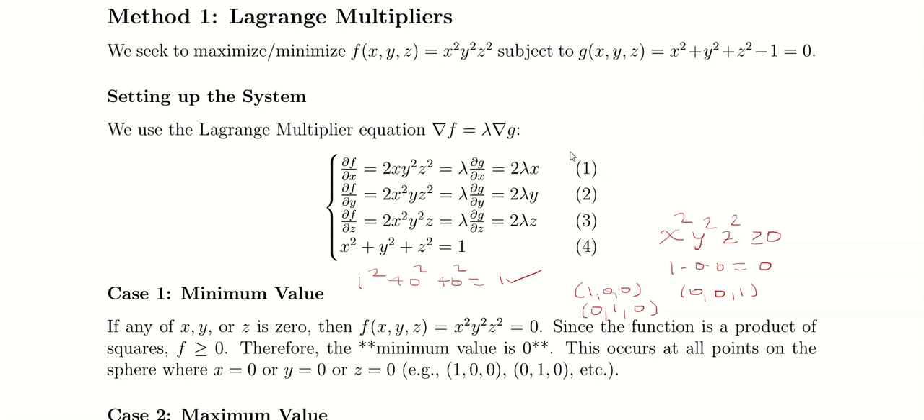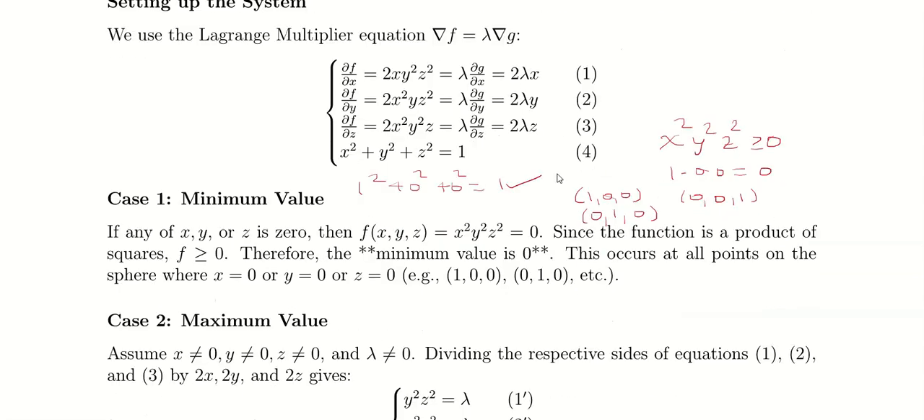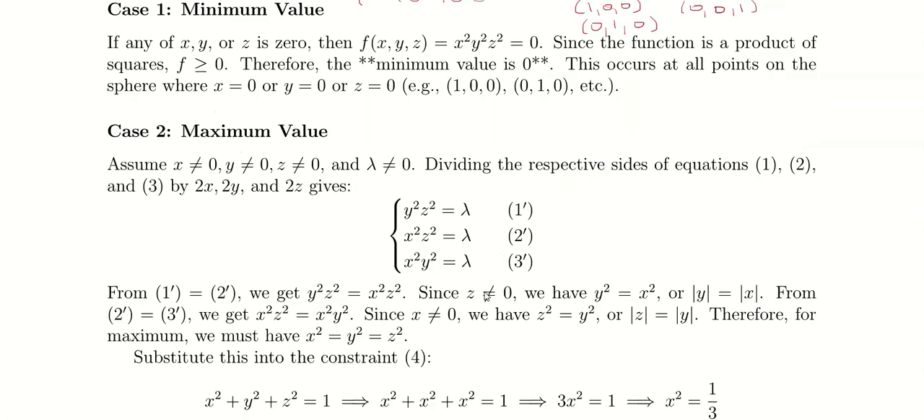Okay. Now let's actually find the maximum value. For the maximum value, we do want to solve the Lagrange multiplier system of equations here. The first thing to notice is that I have a 2 in all of these, so I could just get rid of that. That's step 1. Step 2, I can get rid of the x right here, the y, and the z. So when I do that, I end up with this.